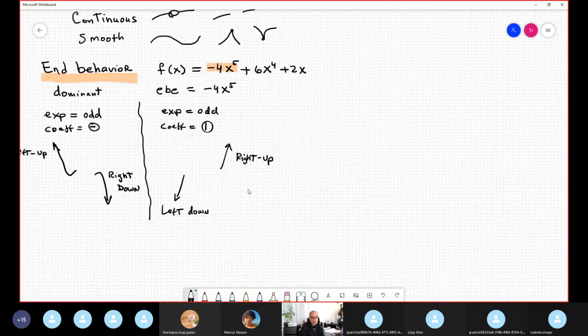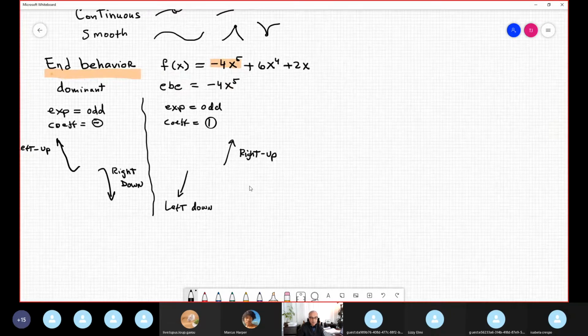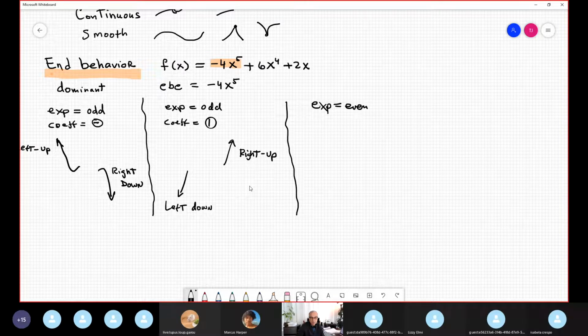If the exponent is even, an even number, suppose 2, 4, 6. We are talking about the exponent for the dominant term. The rest, for the end behavior, I don't care. And the coefficient is also positive. It's a plus.